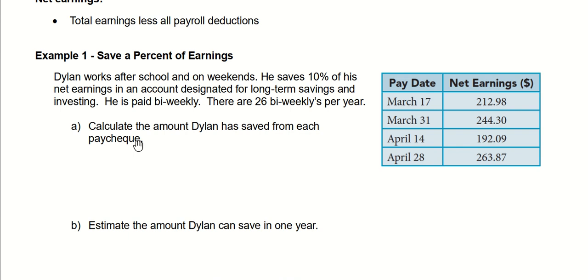Okay, so let's go through some examples. It says here Dylan worked after school on weekends and he saved 10% of his earnings in an account designated for long-term savings. He's paid bi-weekly. So there are 26 bi-weekly pay periods per year. That's important information to know. Calculate the amount that Dylan saves from each paycheck. So each paycheck, he's saving 10%.